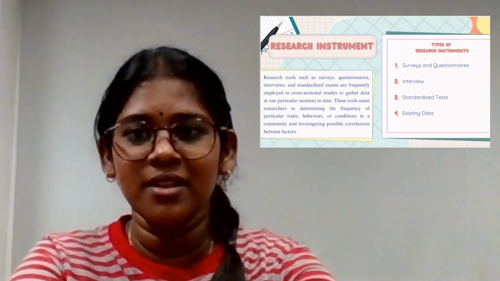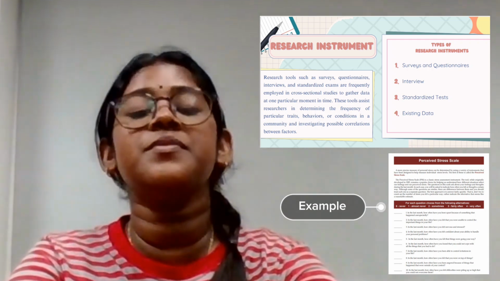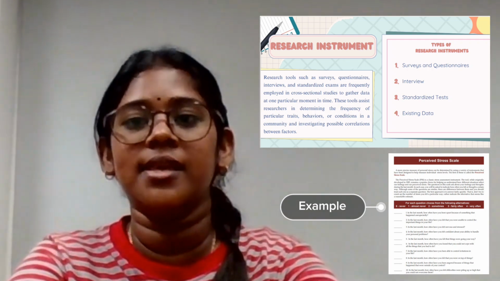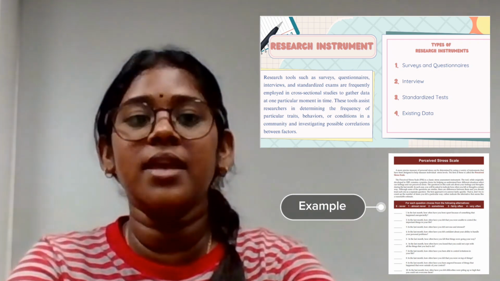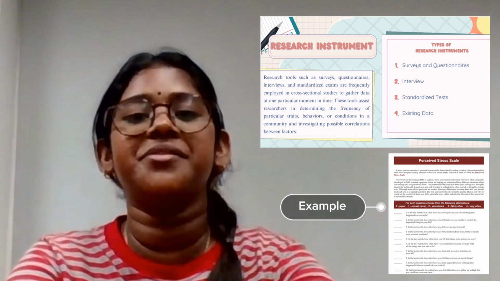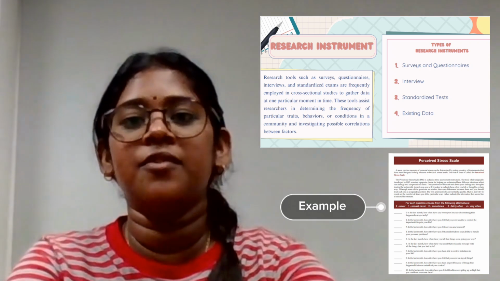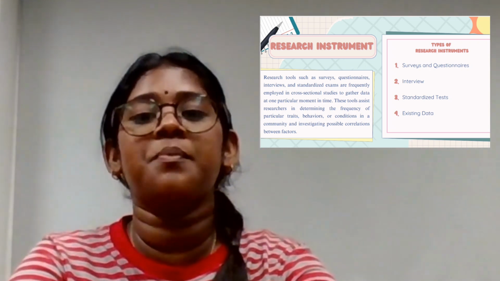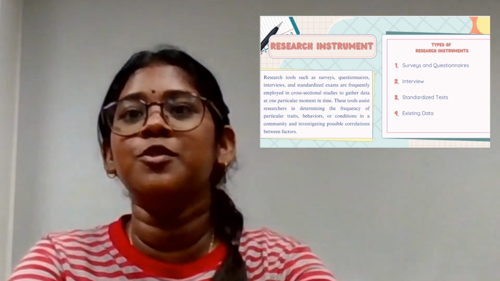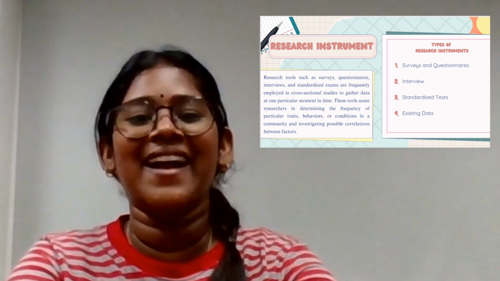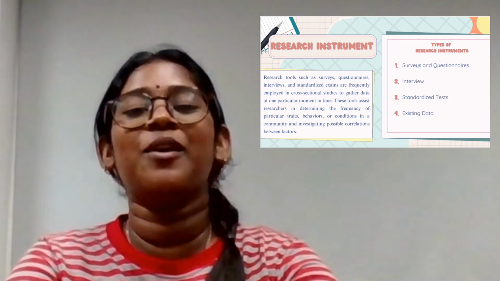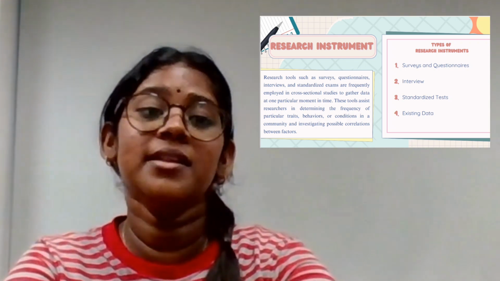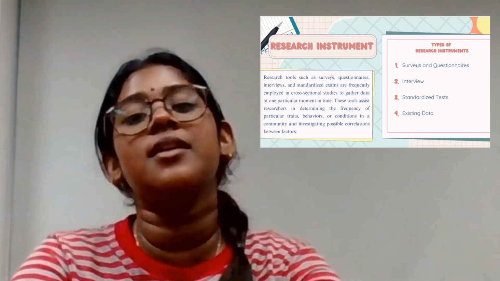Stress was measured using the Perceived Stress Scale (PSS) developed by Cohen and colleagues in 1983. It contains 10 questions where students rate how often they felt certain ways in the past month. Academic performance was measured by asking students to report their current CGPA. The questionnaire was short and easy to complete, and we used validated tools to make sure the data is reliable.